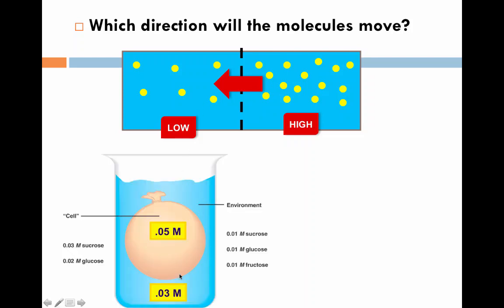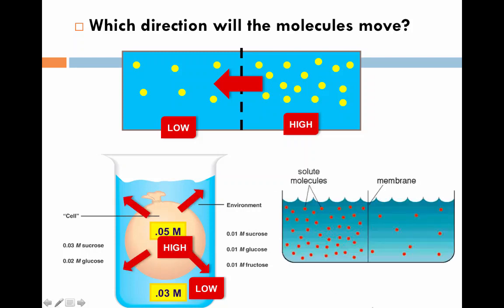What about this picture? This is a little tougher. Let's pretend this balloon here is actually a cell and it's covered in a plasma membrane. Inside the cell has a concentration of molecules of 0.05. Outside the cell there's a concentration of molecules of 0.03. Therefore, which one is the higher number? Which has a higher concentration? Inside. Therefore, the molecules will move from inside the cell to outside the cell.